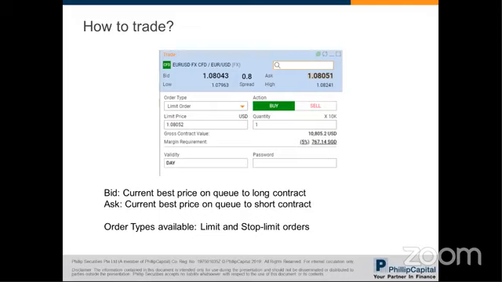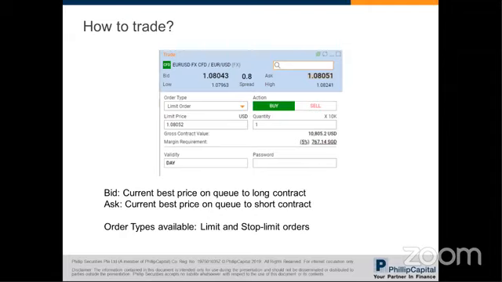So if you want to take a short position immediately, you can sell at the bid. In this case, that means you are expecting the USD to strengthen against the Euro, then you can feel free to sell it. Whereas if you want to enter a position straight away and you're bullish about the Euro against the USD, you can just buy on the ask.